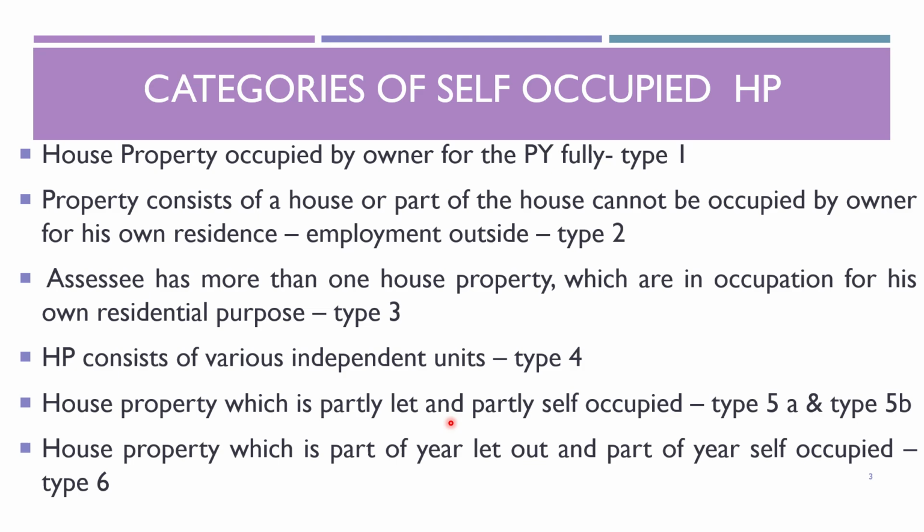Next one is partly let out and partly self-occupied. There is one self-occupied property which is partly let, the other part is self-occupied. And the sixth type is that there is only one property but it is let out for part of the year and it is self-occupied for part of the year. The details which we shall look into.